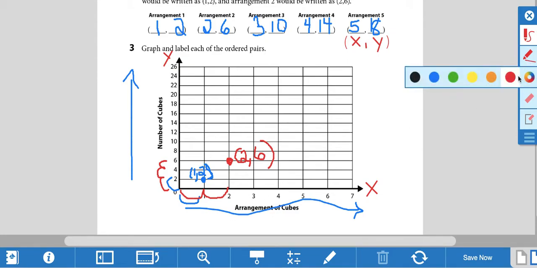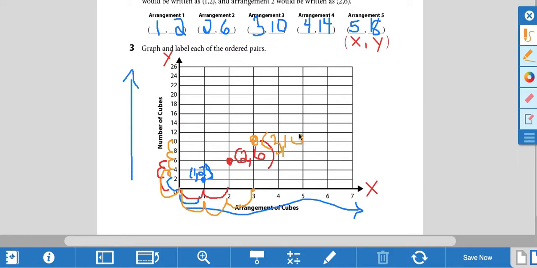Okay, so then you would go on to do 3 and 10. I'll do one more, in orange. I'm going to go 1, 2, 3. So I'll be here, and then I go up the y-axis to 10. So it'll be 2, 4, 6, 8, 10, and then I match them up, and I would put my dot here, and then I would write 3, comma, 10. Okay, so you would just continue to do that for all of the ordered pairs.